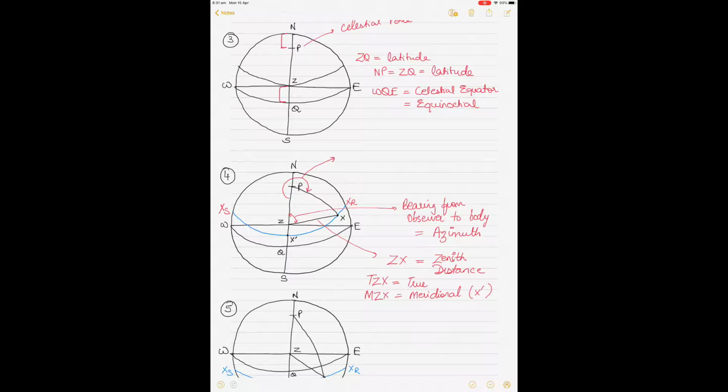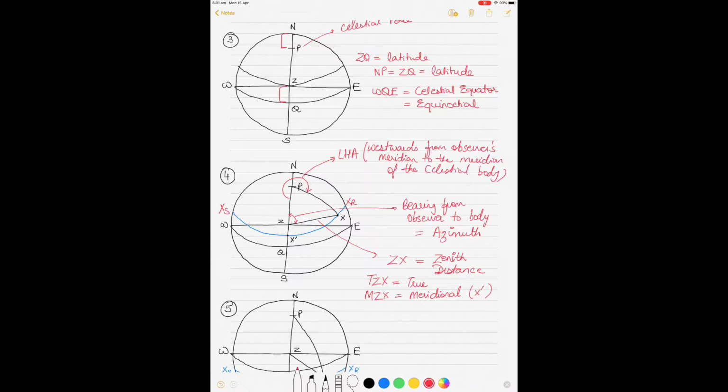So when you measure the angular bearing from the observer's meridian, going westward to the celestial meridian of the body, that is called the LHA. So LHA is always measured westwards from the observer's meridian to the meridian of the celestial body. All right, so this is the LHA.